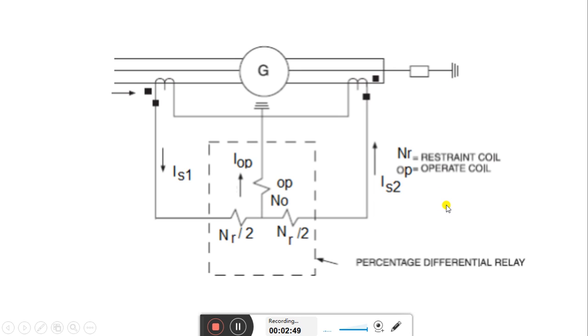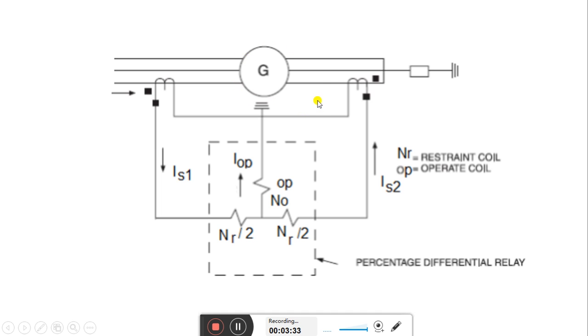Now this is the figure of the percentage differential relay. Let us say we have a generator. This is the generator, this is the incoming, this is the outgoing, and we want to protect this system by differential protection. Here we have what is called the percentage differential protection. This is not a normal differential protection. So we have two CTs. One CT is placed this side and the other CT is placed this side. In between the CTs, this is the zone called the protected zone.